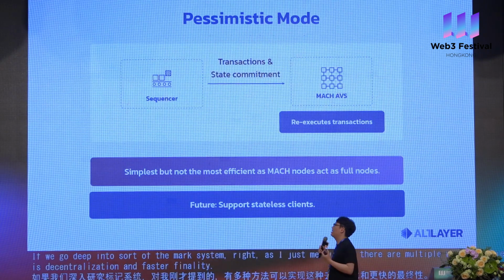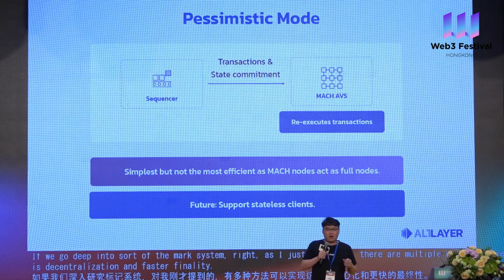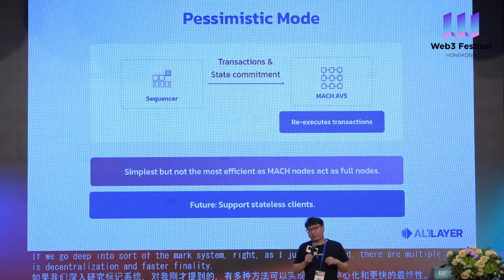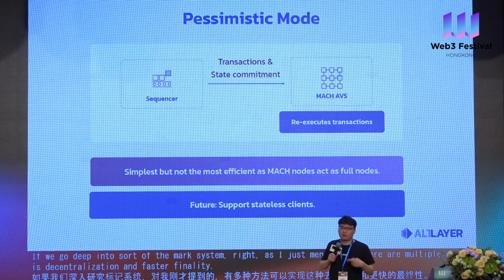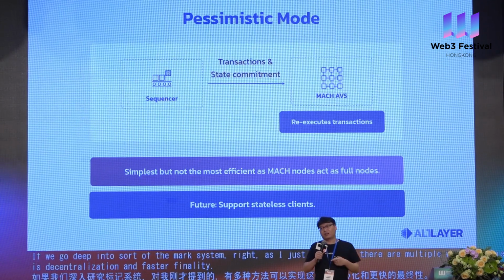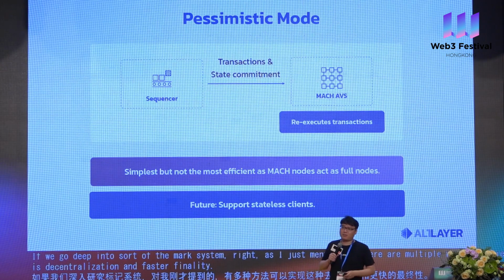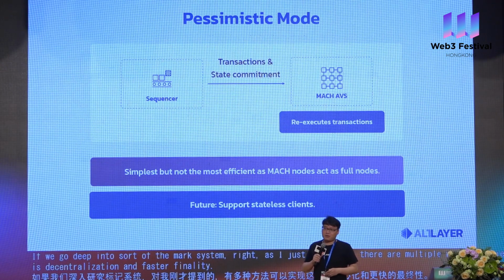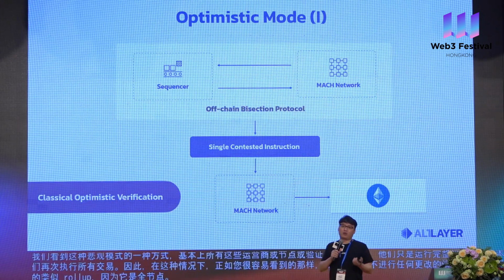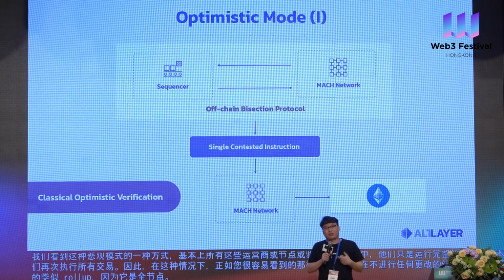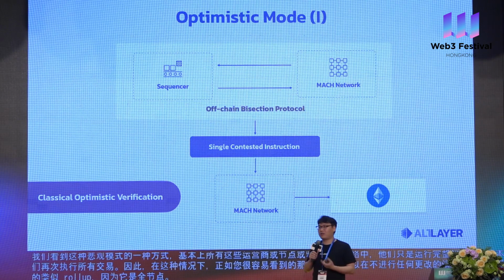One way is what we call the pessimistic mode. Basically, all these operators or nodes or validators in the network just run full nodes, and they do all the transaction execution again. So in that case, as you can see, we can easily support as many rollups as possible without any changes because it's a full node. But you know, in this mode, it's very heavy. You have to store all the data and do all the calculation and execution of the transactions.